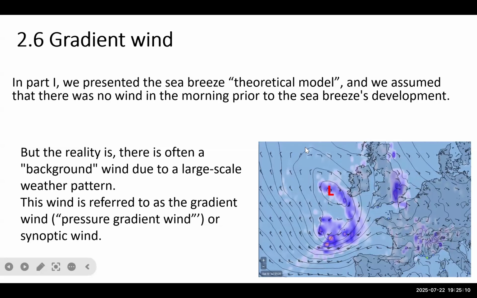So here I'm showing a map from PredictWind. This is an isobar map with those pressure contour lines. We've got a big low pressure approaching Ireland. And the pressure gradient wind is the wind that blows along those isobars. As you can see here, when those strong winds hit, for example, the west coast of France, the sea breeze is not going to develop because the gradient wind will take over.